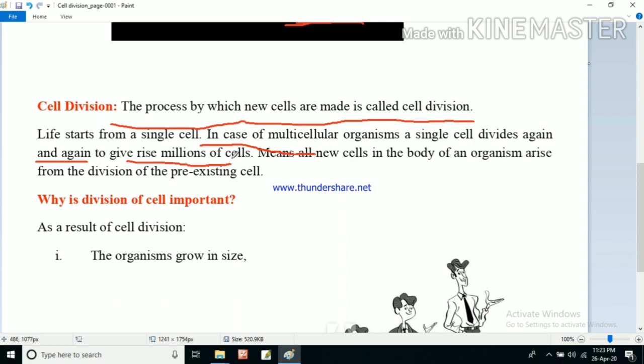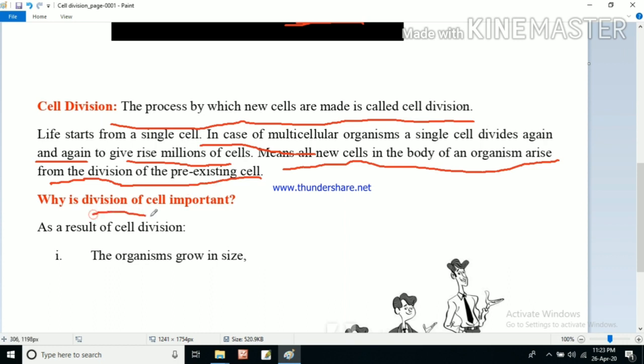First we had only one cell, and that cell divides again and again to give rise to millions of cells in our body. So all new cells in the body of an organism arise from the division of pre-existing cells. Pre-existing means the single cell that we had in our body. That pre-existing cell divides again and again to form millions of cells in our body.